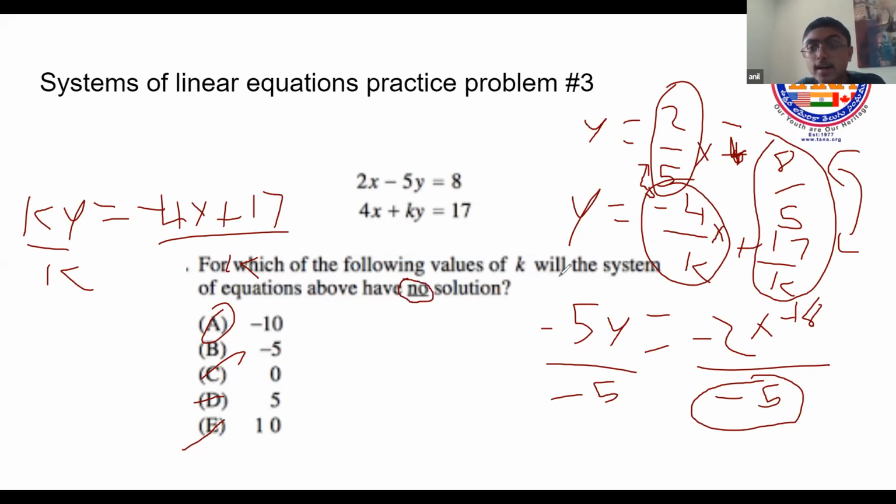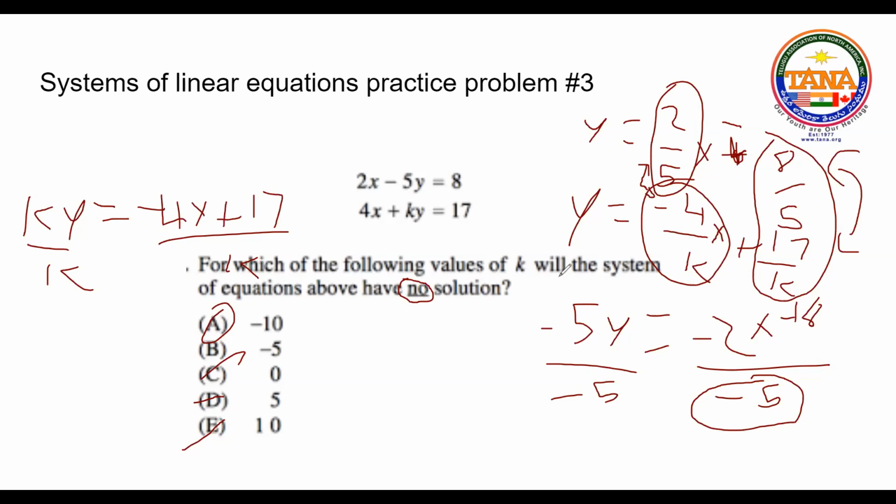Also, there's someone in the chat that said multiplying 8 by 2 is 16, not 17. Yes, that is supposed to be that because you don't want the same exact line, as that would be infinitely many solutions. Okay, thank you. Arnav?